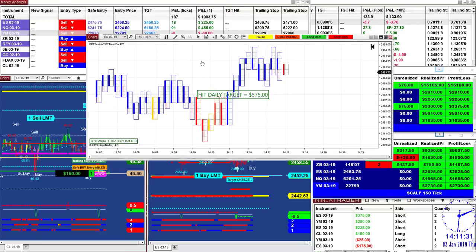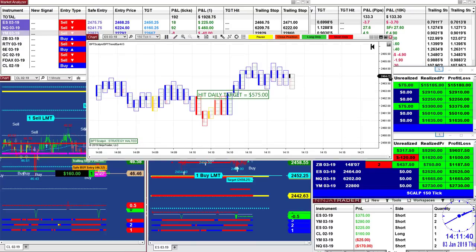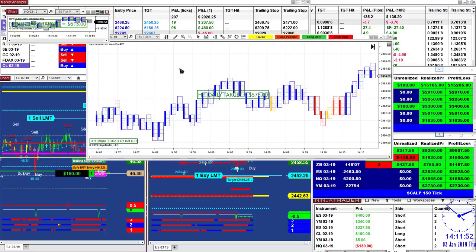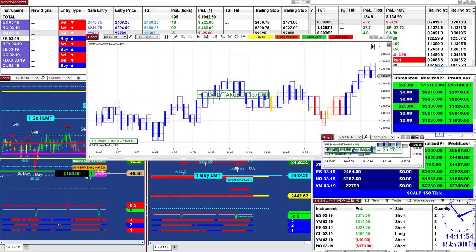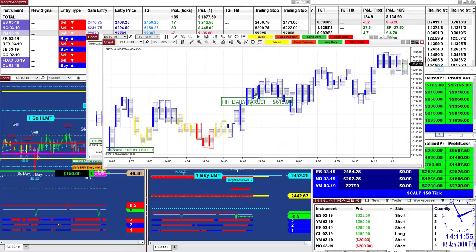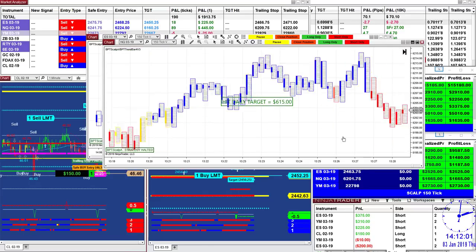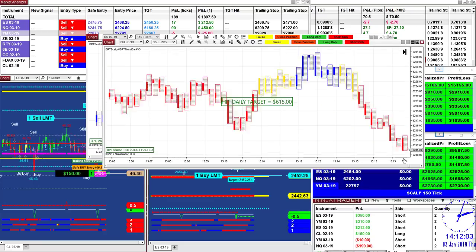You don't have to have a server. You can run your computer, turn off your monitor, and let the computer run. This is the volume meter on 150 ticks. You can trade it when the market is open, or you can trade it overnight. I find the volume meter is very good to trade overnight.